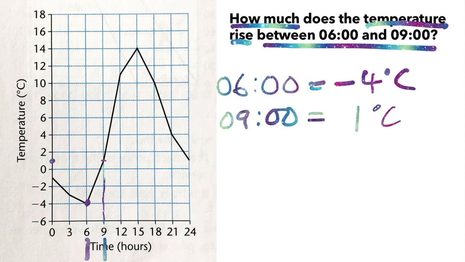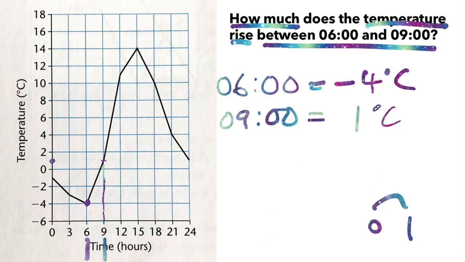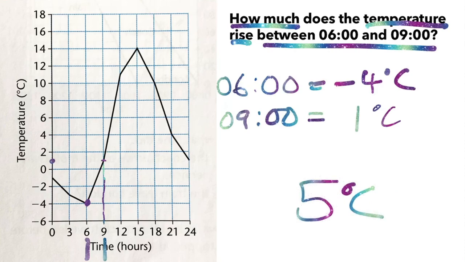Okay, now the question said how much did the temperature rise? So I've got to work out the difference here. Okay, and we did this last week, but you can count up to 0 if you want to. I added 4, and then to 1, added 1. So the temperature rose 5 degrees Celsius.